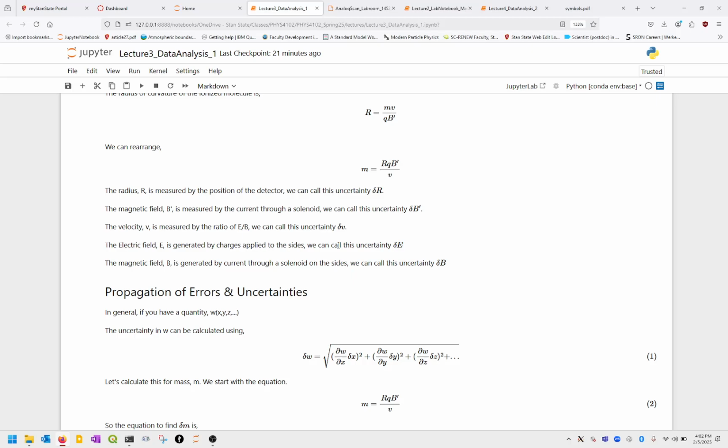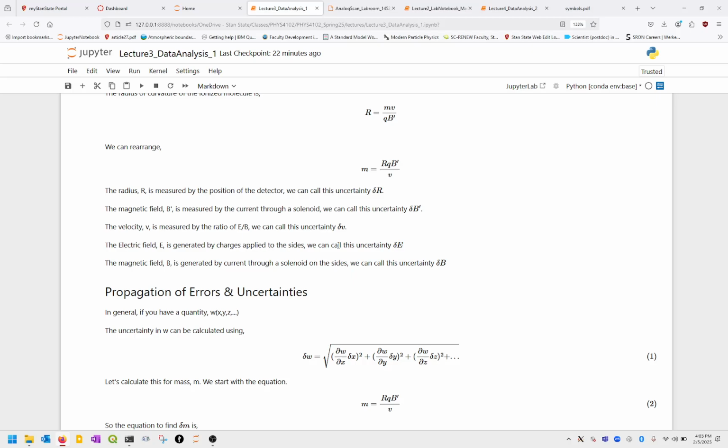So there's uncertainty in the radius of the measurement. We're going to call this delta R. The little delta tends to indicate uncertainties. I'm just going to write it like this. It's basically like an 8, but you don't finish the 8. The magnetic field that you measure depends on how well you can measure the current through the solenoid that's actually generating this magnetic field.